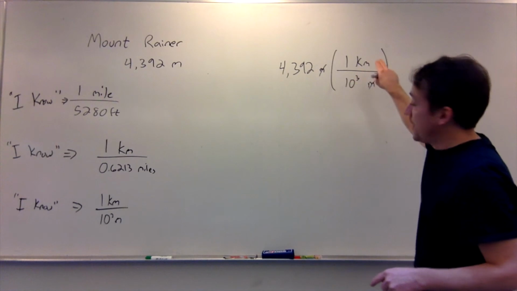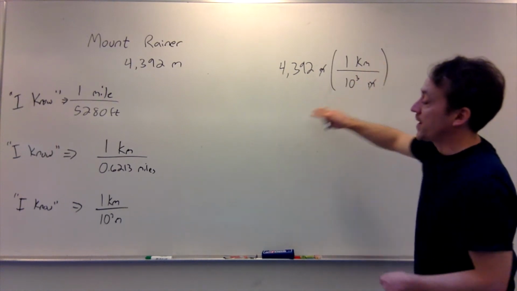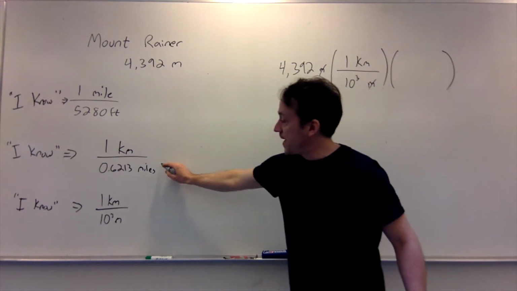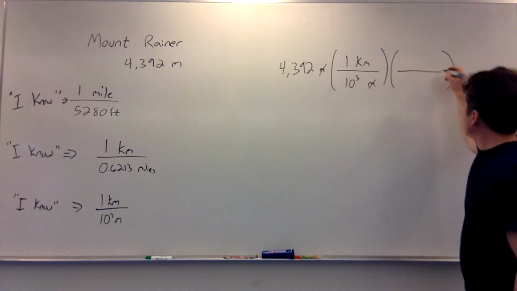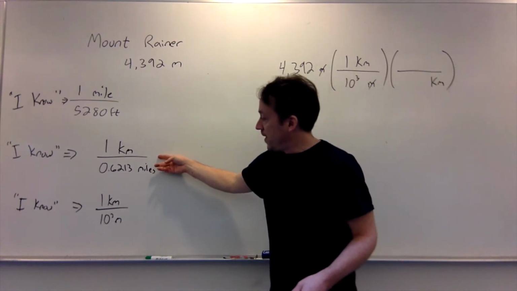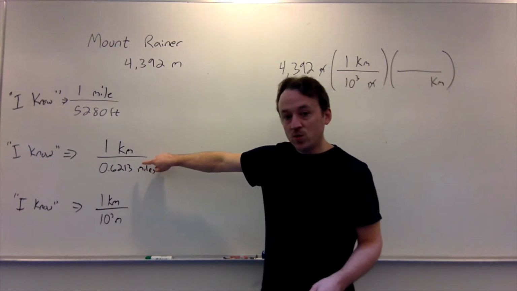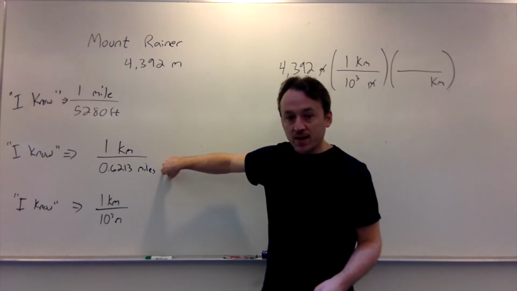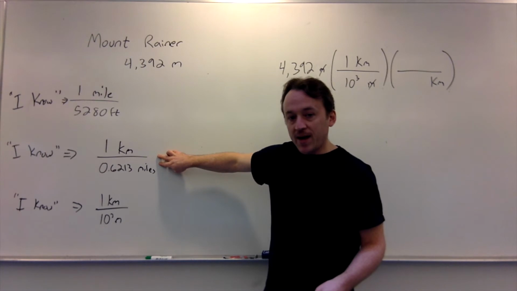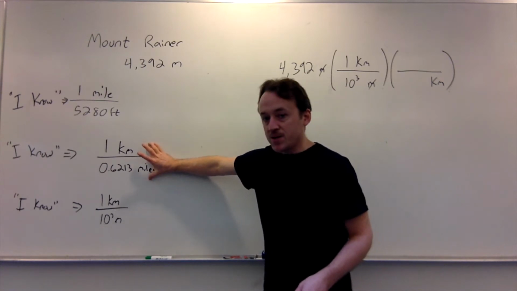So next thing I want to do is I want to get to miles. So I got 1 kilometer, I got that ratio right here. I got this guy right here. Okay, so I want kilometers down here. Now this is another thing people get confused about. If I flip this and I have 0.6213 miles per 1 kilometer, if I flip that ratio, it's still 1. I have not changed the value of this ratio.